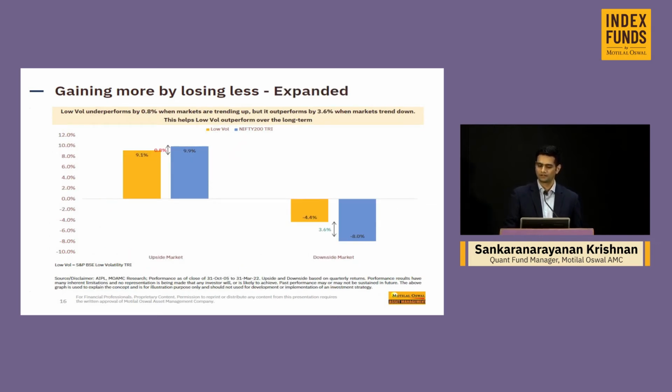And let's expand this to the entire observation period over the last 15 years. It underperforms when the market goes up, on average by about 0.8%, so less than 1% underperformance. When the market goes down, it outperforms by 3.5%. This is on a quarterly basis, right? So this is the simple asymmetric nature of the low volatility strategy. This is why we expect that it's a good strategy to hold in your portfolio.